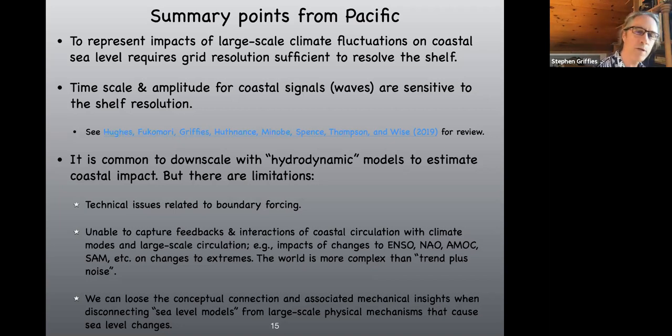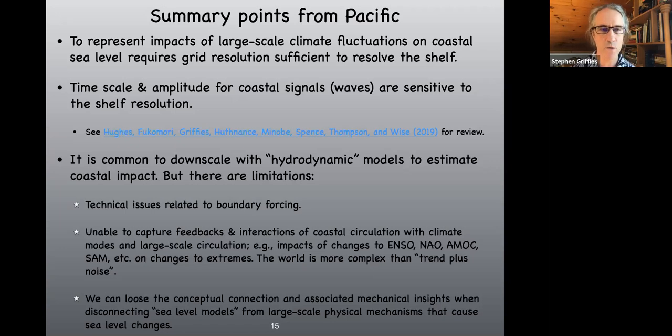So the summary point from this little case study is that to represent the impacts of large scale climate fluctuations on sea level requires grid resolution sufficient to resolve the shelves, which is similar to the statement that I made in the Atlantic case study. Also, it's something to keep in mind. I'm not going to talk about this here, but the time scale and the amplitude for coastal signals are largely driven by waves. The mesoscales that I started talking about in the earlier part of this seminar really don't hit the coastal shelf. They get bounced back, and there's a wave sort of filter. Most of the coastal signal in the shallow continental shelves are waves, and they can be sensitive to the resolution.